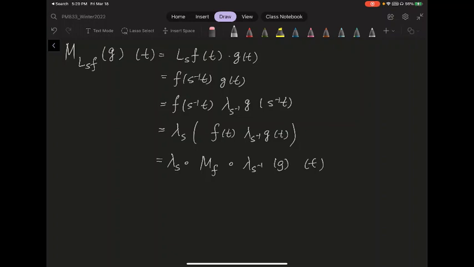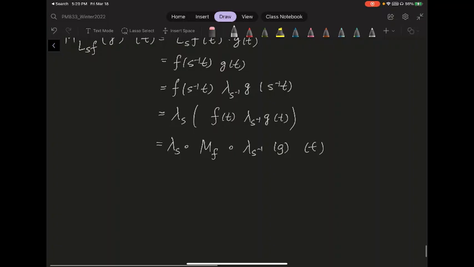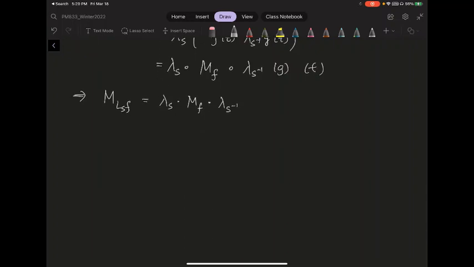Okay, so these two are the same. So basically what I have is that the multiplication of the left translation of f, m of L_s f, can be written as a combination of the multiplication by f with some lambda s and lambda s inverse. Okay, it's a conjugation.